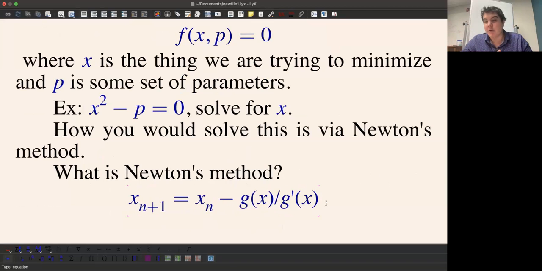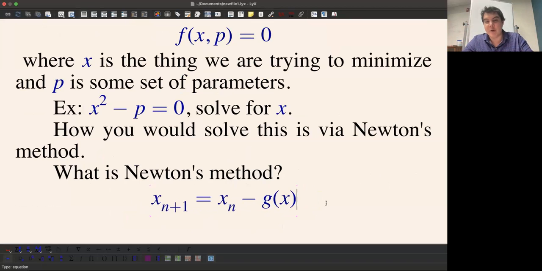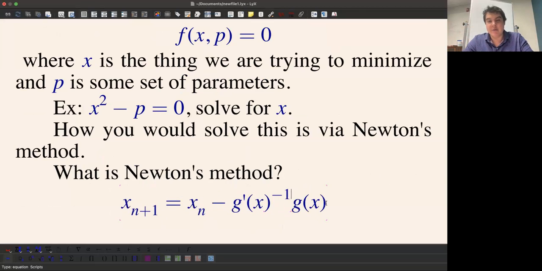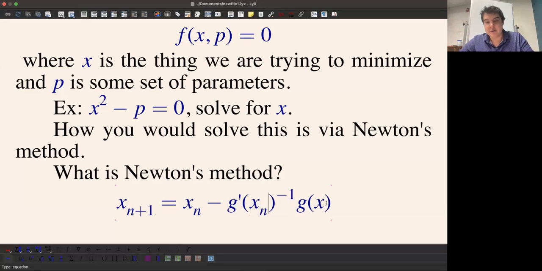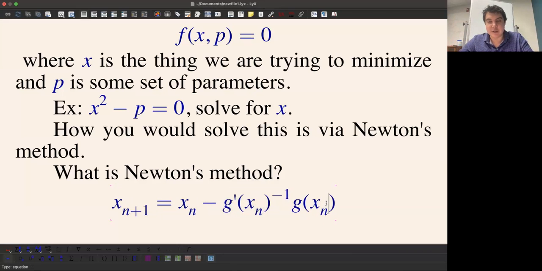But the way that you'd actually write this, if you have a non-scalar case, is that I'm going to write it in the vector form. It's going to be this g prime of x inverse, so it's this Jacobian inverse multiplied by the function evaluation. This is done at x_n. It doesn't need to be, but that's a technical detail.